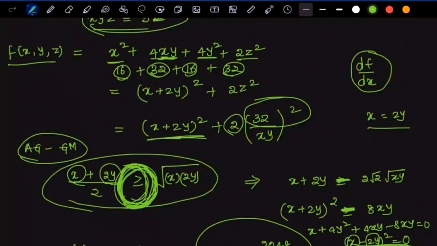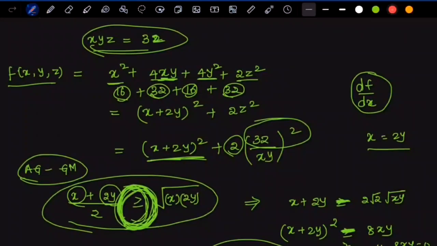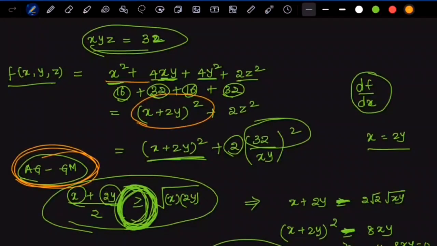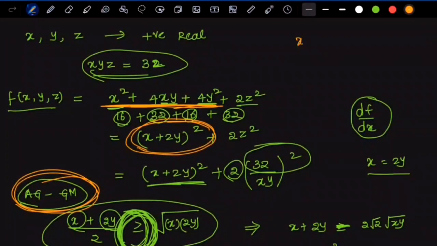So now I have a few questions to you. Why were you able to apply the arithmetic mean, geometric mean concept here? That is because this question is very wonderfully framed that it yielded a perfect square here. So you have x square plus 4xy plus 4y square and you got a perfect square here. And that gives you the idea to use arithmetic mean greater than or equal to geometric mean concept. So let us say you have a question like this, 5xy plus 4y square plus 2z square. Then what will you do?